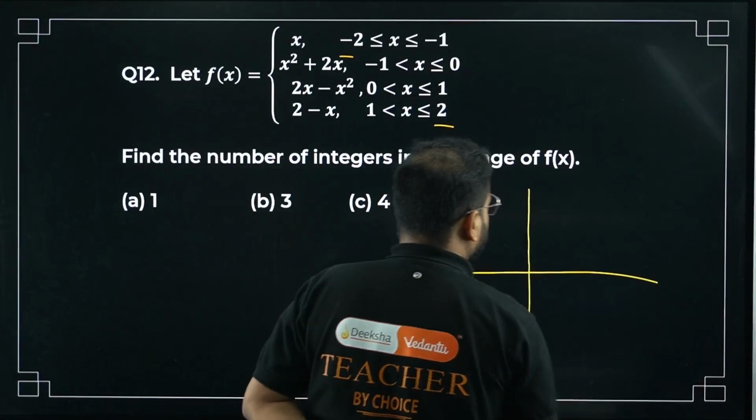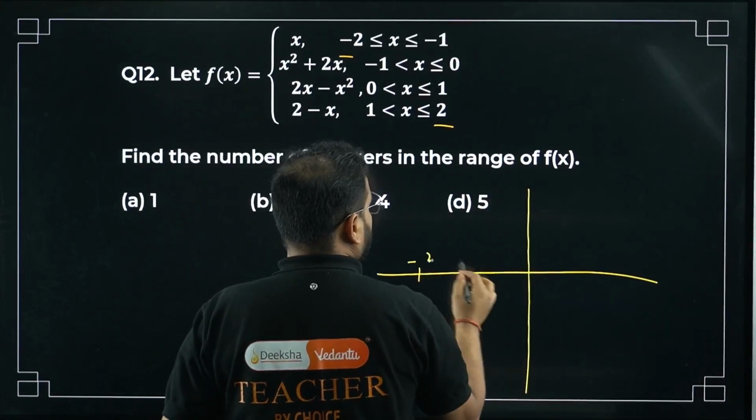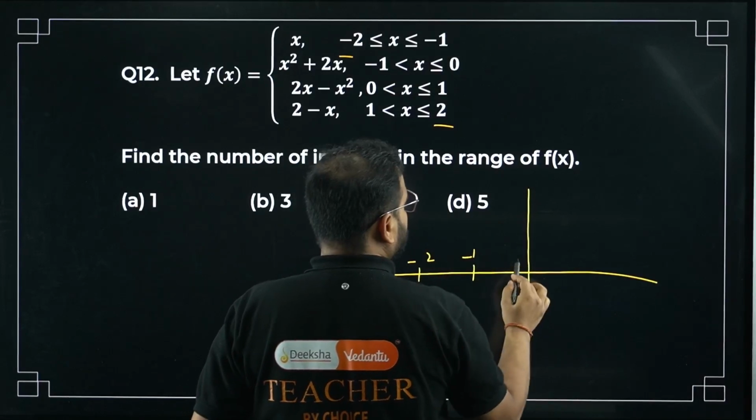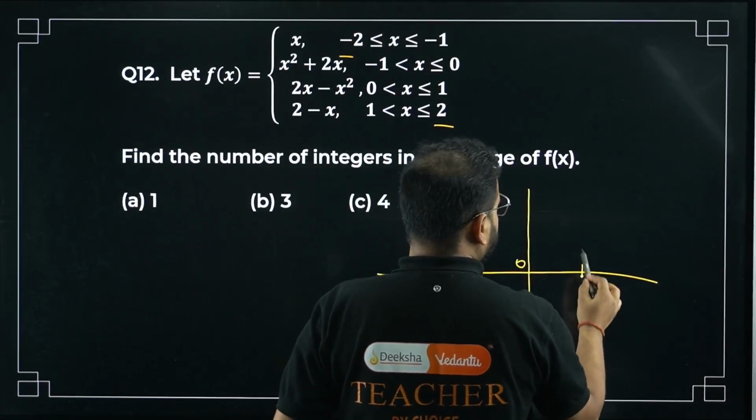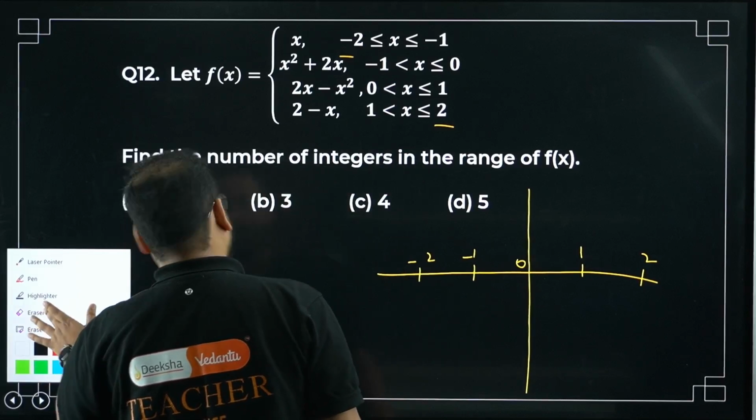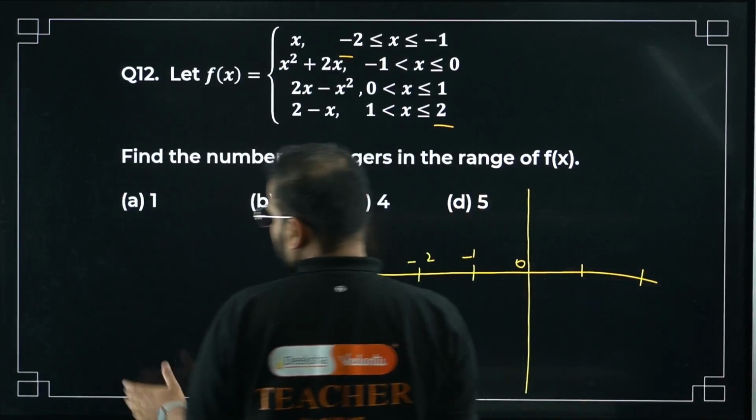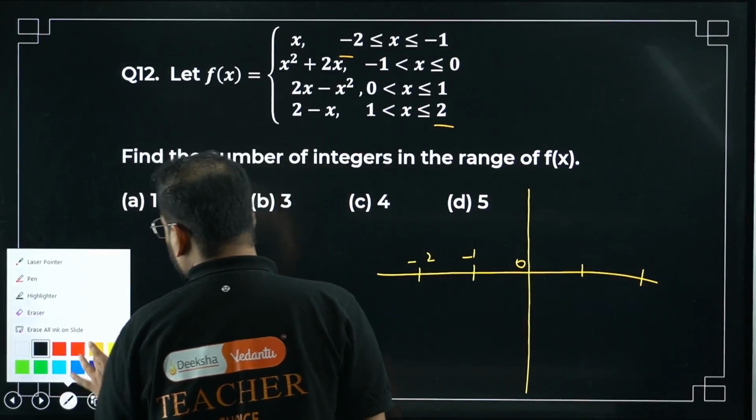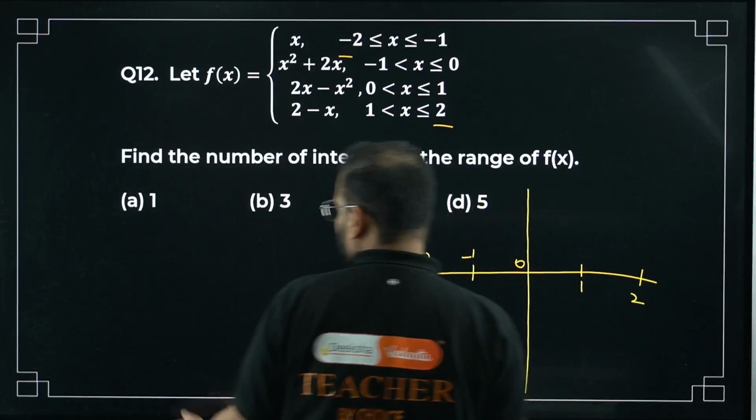Draw the graph. Minus 2 is here. Minus 1 is here. We have 0, so 0 is there. We have 1 and we have 2. We'll write 1 and 2 over here. How are the graphs?